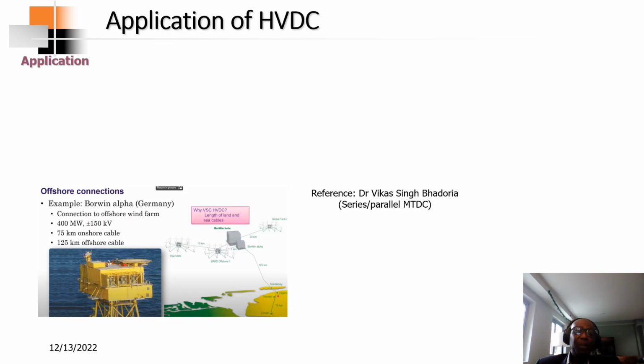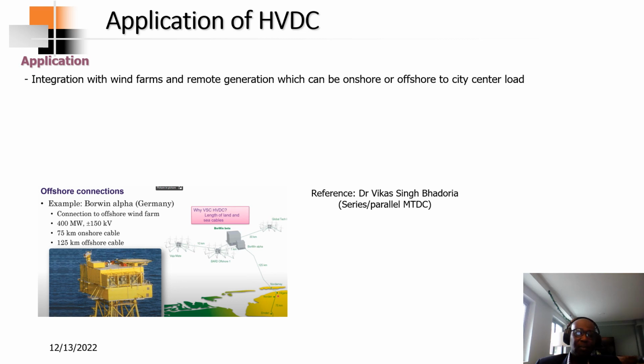Now let's talk about the application of HVDC. HVDC can be integrated to wind farms. And like I made mention, it is the best technology to integrate to these offshore wind farms that are located in very remote locations, to harvest the power and transmit it to the city center where the load centers are located.